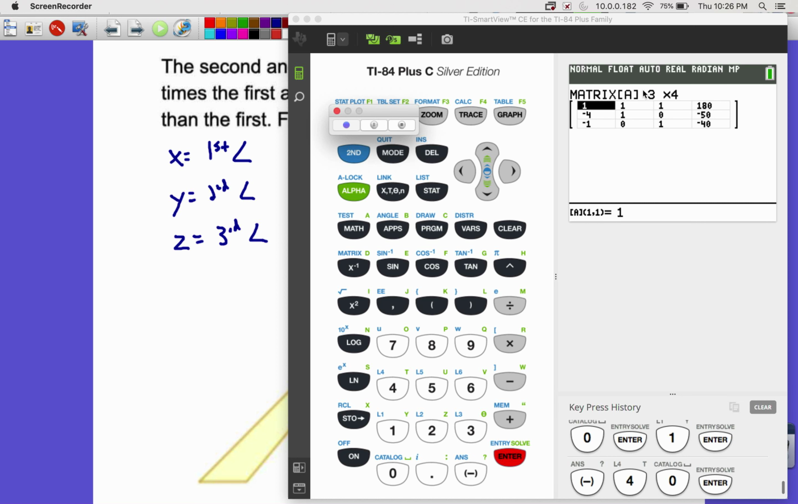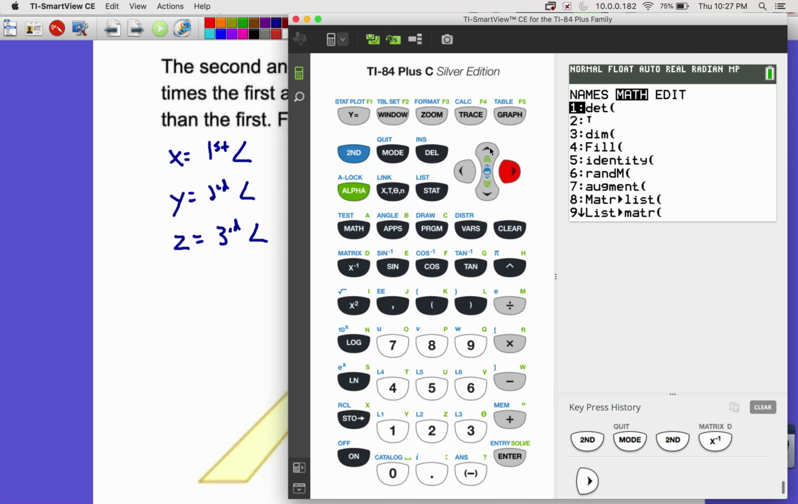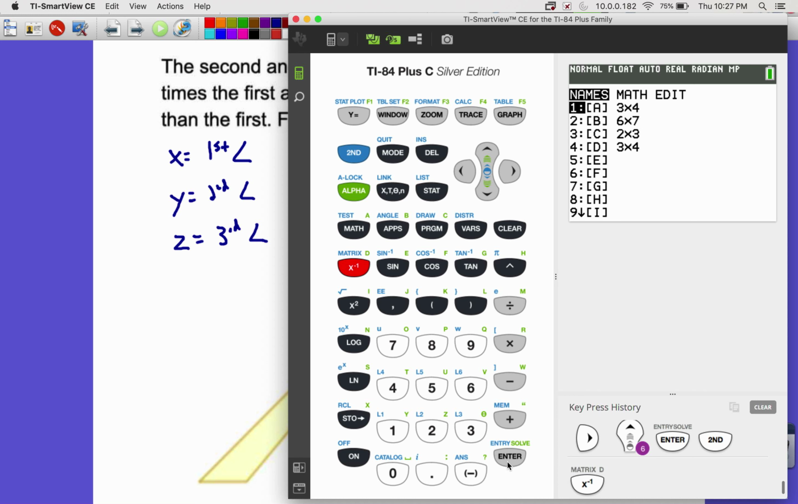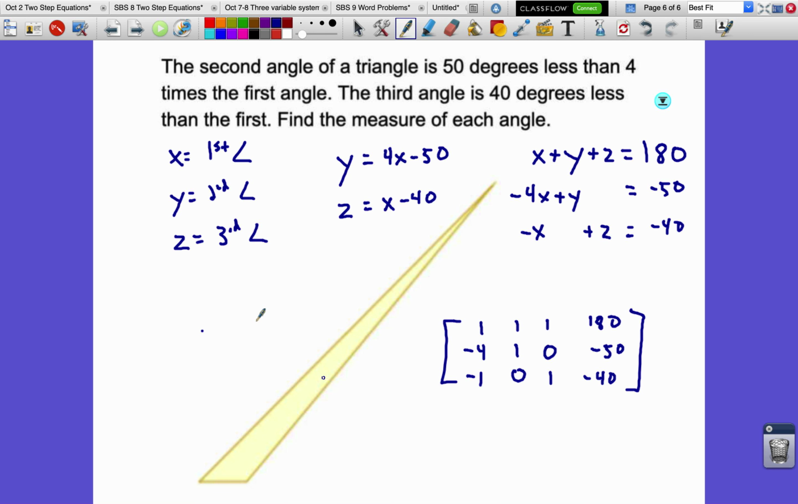All right, so I used matrix A, which is already a 3 by 4, and just overwrote the numbers in there. Now let's go through our procedure to simplify that matrix. And we get an angle of 45, 130, and 5. So now I just have to figure out which is which. So the first angle was 45, the next one was 130, and the last one was 5.